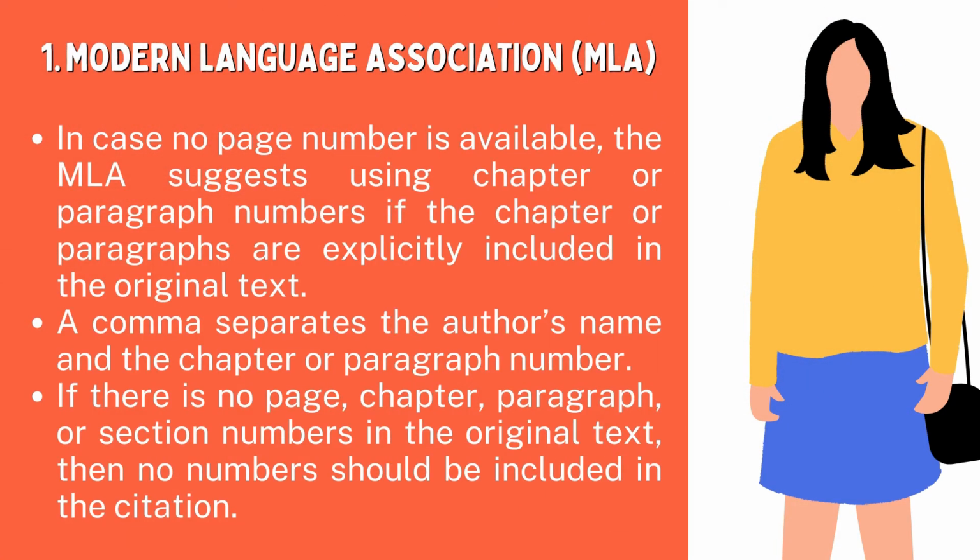In case no page number is available, the MLA suggests using chapter or paragraph numbers if the chapter or paragraphs are explicitly included in the original text. A comma separates the author's name and the chapter or the paragraph number. If there is no page, chapter, paragraph, or section numbers in the original text, then no number should be included in the citation.